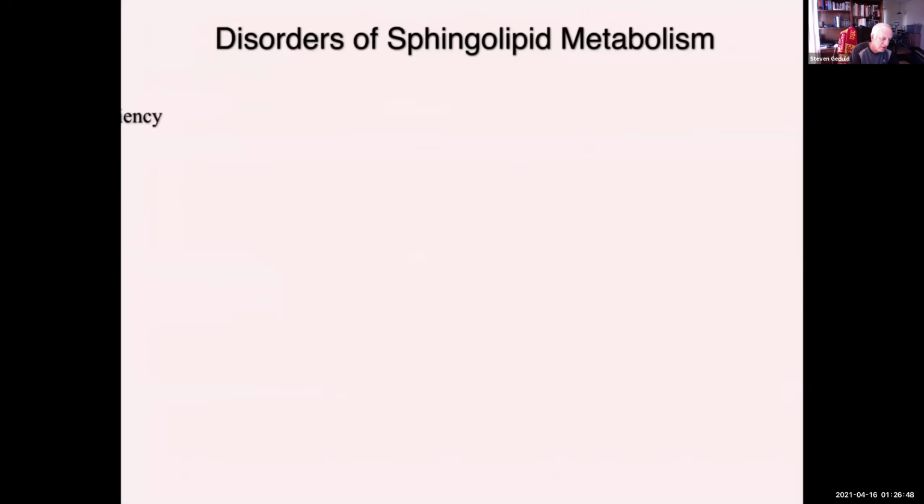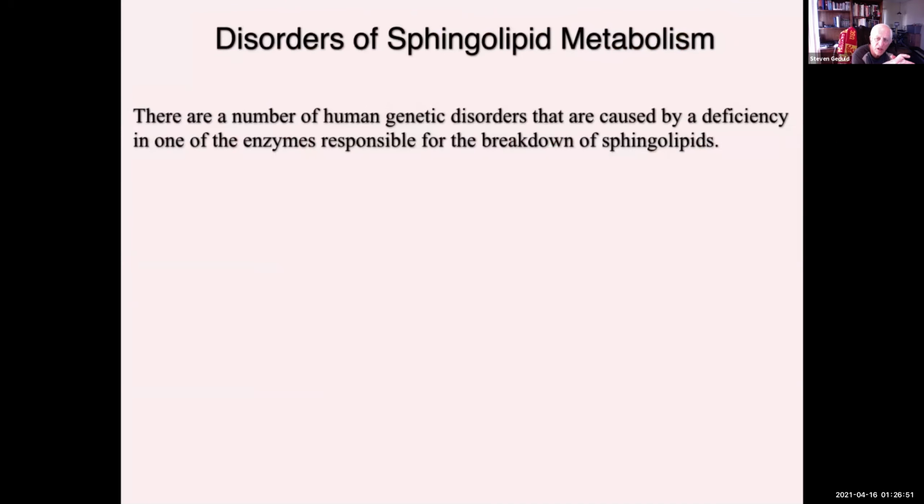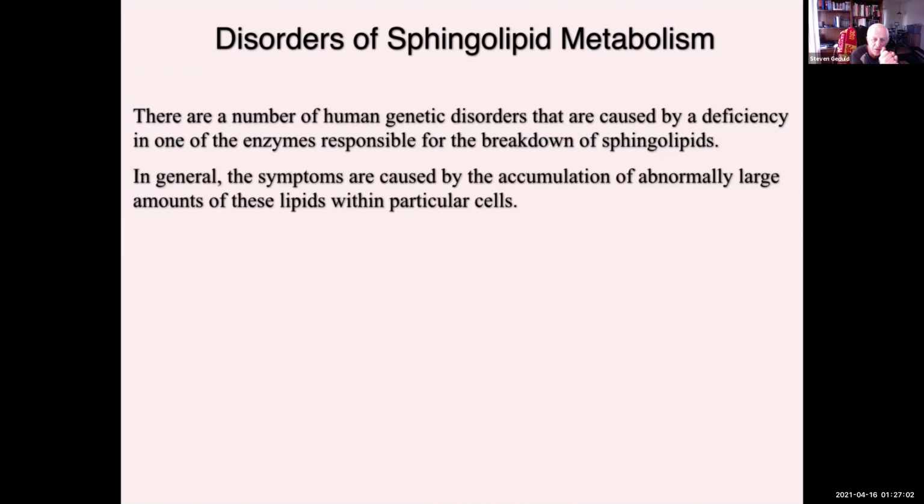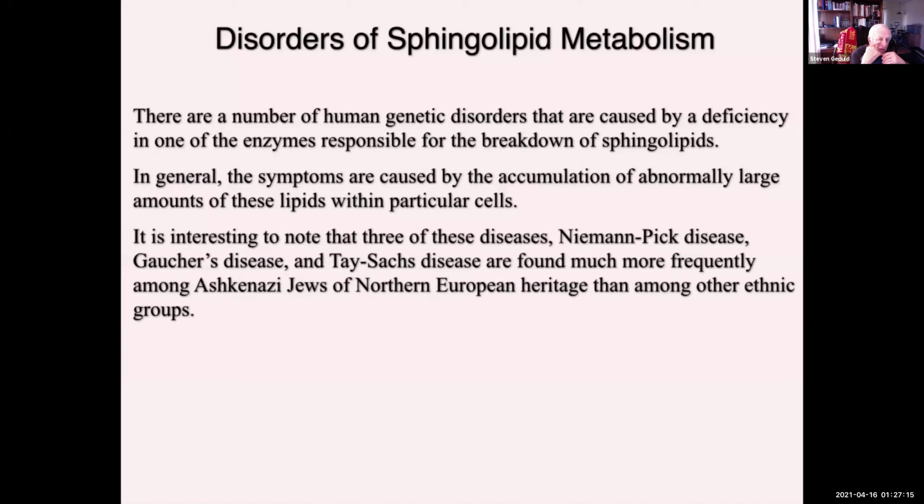Okay, there are a number of human genetic disorders caused by deficiency in one of the enzymes responsible for the breakdown of the sphingolipids. Like I said, you don't want these sphingolipids to develop where you cannot break them down, because they have to be stored somewhere. So in general, the symptoms are caused by the accumulation of abnormally large amounts of lipids within particular cells. Each disease has a specific area where the extra lipids are stored. As you're interested to know, three of the diseases, Niemann-Pick disease, Gaucher's disease, and Tay-Sachs disease, are found much more frequently among Ashkenazi Jews of Northern European heritage than among any other ethnic group.